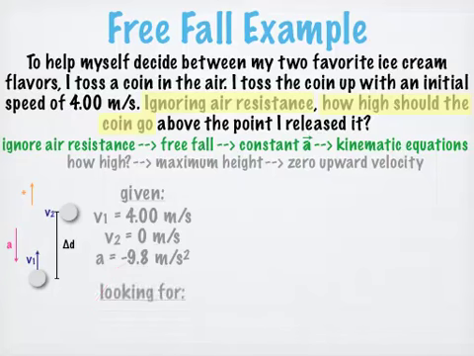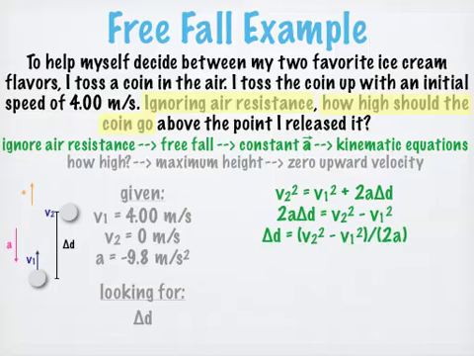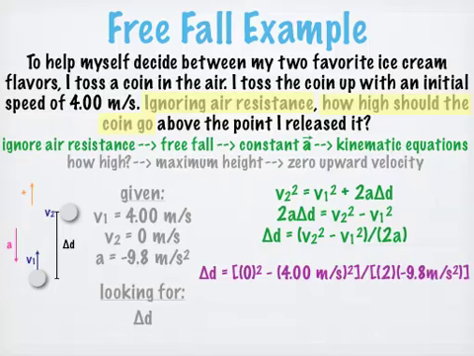Next, what are we looking for? The maximum height of the coin, which is its displacement. Now we need an equation. Looking at our table of kinematic equations, we find one that contains v1, v2, a, and delta d. Since we're looking for displacement, we go through the steps to solve this equation for delta d, our displacement. Then we plug in our values for v1, v2, and a. Finally, we use our calculator to solve, getting a displacement of 0.816 meters. This is the maximum height the coin reached after I tossed it upward.